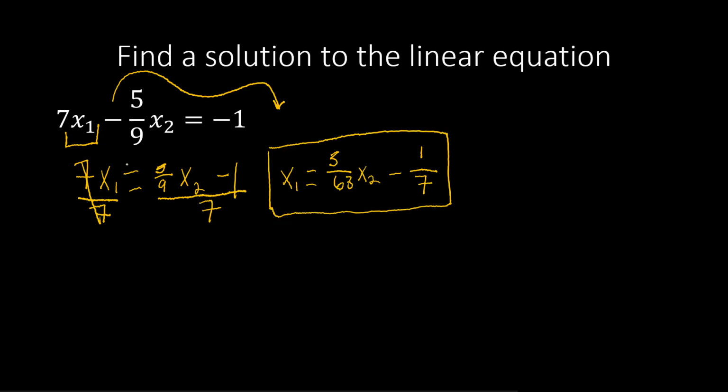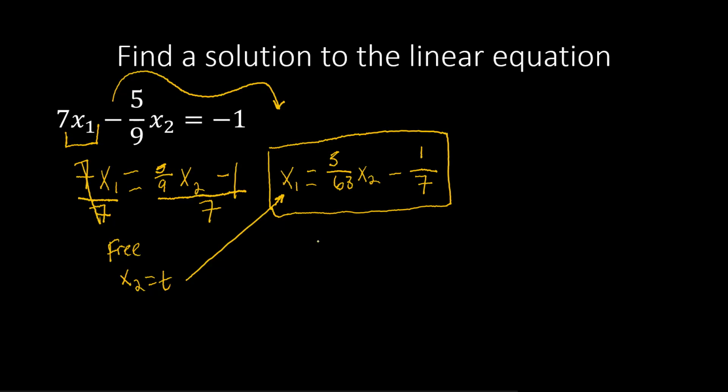But we also want to solve for x2. But the interesting thing about x2 is because we have two unknowns and only one equation, we can't get a distinct value for x2. So it is what we call a free value. So we'll let x2 equal to t. So we take that back into consideration for the x1 equals 5 over 63 x2 minus 1 over 7.